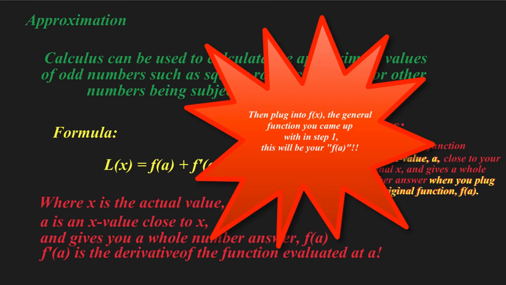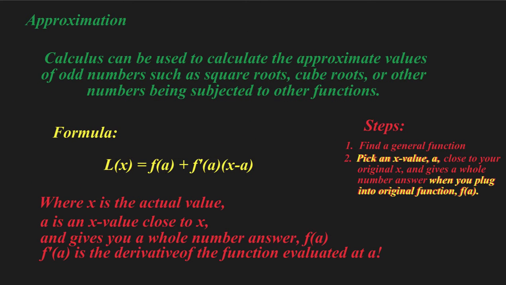Then what you're going to do is take the derivative of the general function from step 1, and then plug in your a to get your f prime of a. And finally, you plug and chug into that formula. So again, the general function in our example is the square root of x. We're doing the square root of 17. Your a value close to 17 was 16, because when you plug it into the square root, you get a perfect square. And that's basically it.